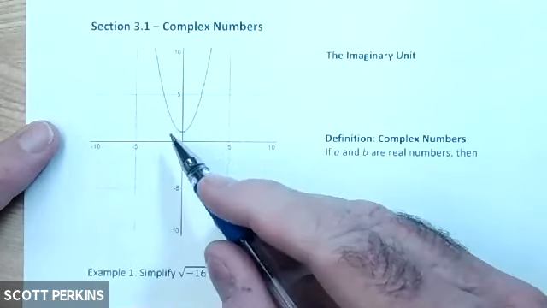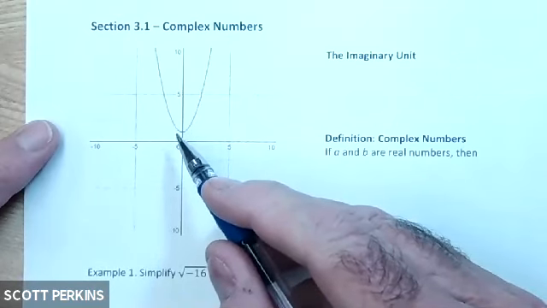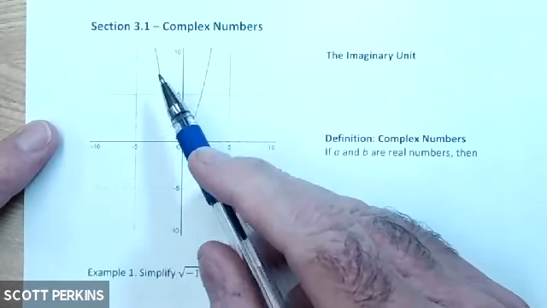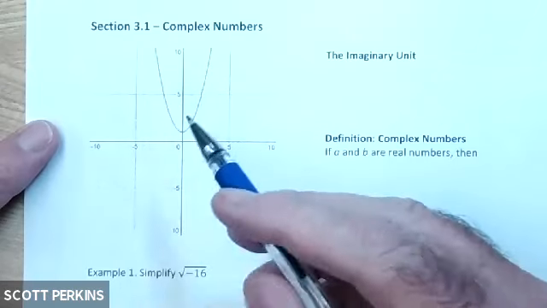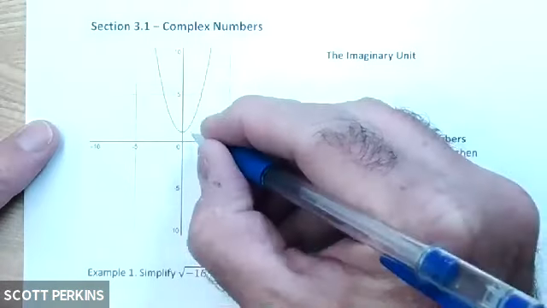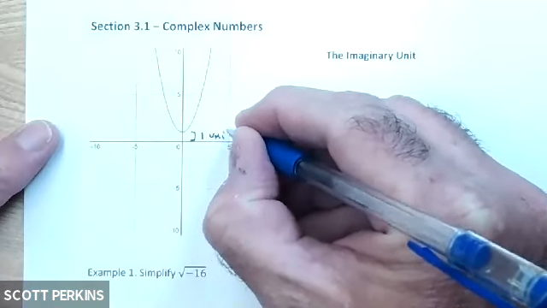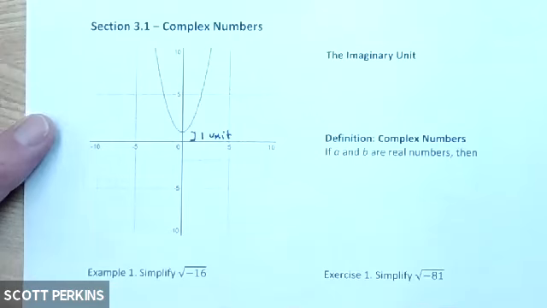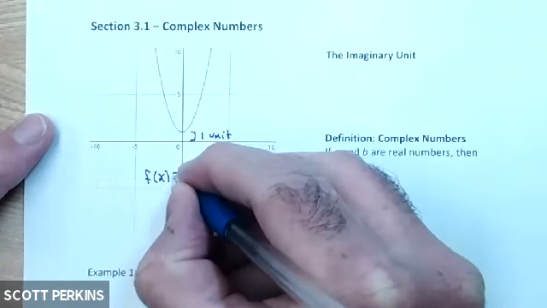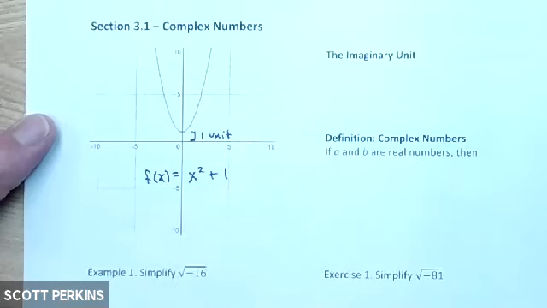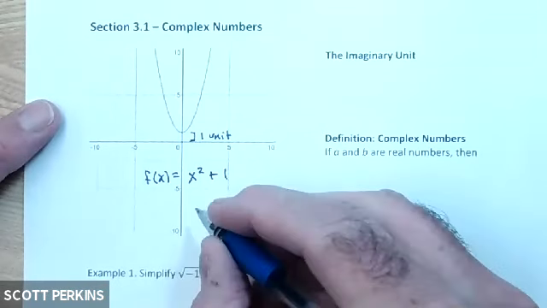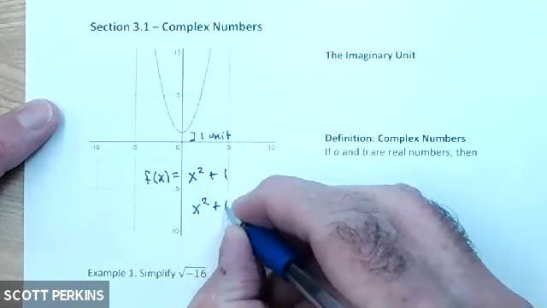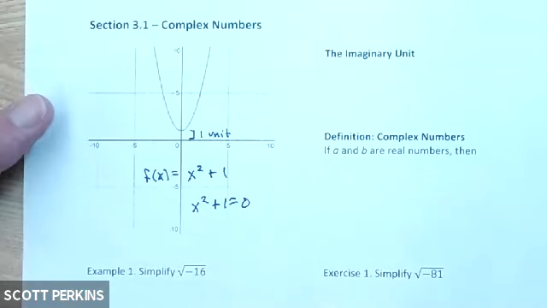So complex numbers, where these things originated in math history is from this graph of the parabola. Notice this graph right here is the parabola that we just did the basic graph of, but it's been shifted up 1 unit. So the equation is f of x is equal to x squared plus 1. And at some point in history, because math people are sometimes kind of crazy, somebody said, what would the solution to this equation be? X squared plus 1 equal to 0.